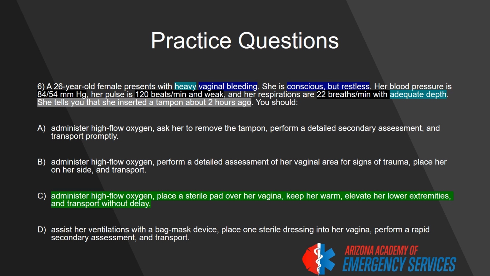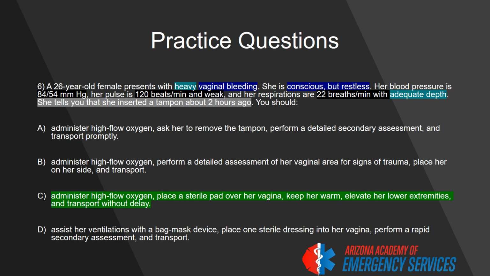D, assist her ventilations with a bag mask device. Place one sterile dressing into her vagina, perform a rapid secondary assessment, and transport. A couple parts of D are acceptable, but remember that every step in the answer option has to be correct for the entire answer to be correct. We have no indication to ventilate this patient with the BVM. Remember, we highlighted the information and talked about its significance. The fact that she has 22 breaths per minute with adequate depth. Remember, we only use the BVM if there is a noted decrease in tidal volume or compromise of tidal volume.